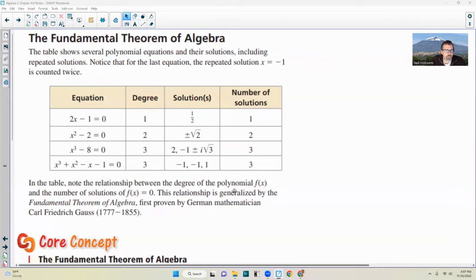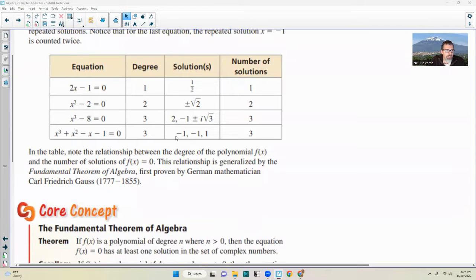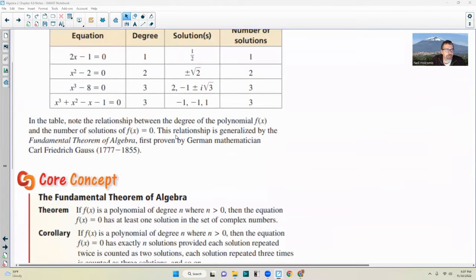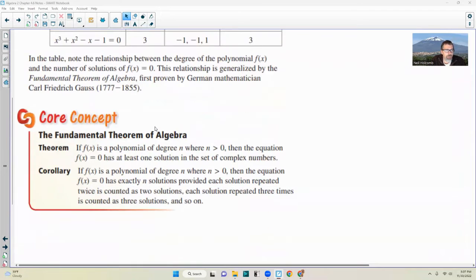This relationship is generalized by the fundamental theorem of algebra, first proven by German mathematician Carl Friedrich Gauss, 1777 to 1855. Okay, so that is the fundamental theorem of algebra. The degree of a polynomial is equivalent to the number of solutions.